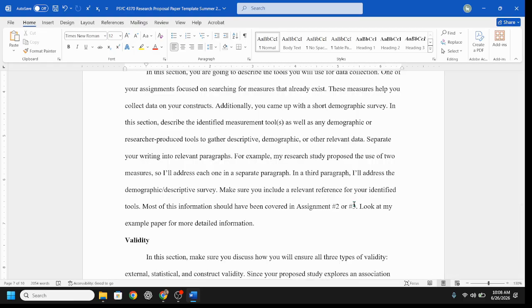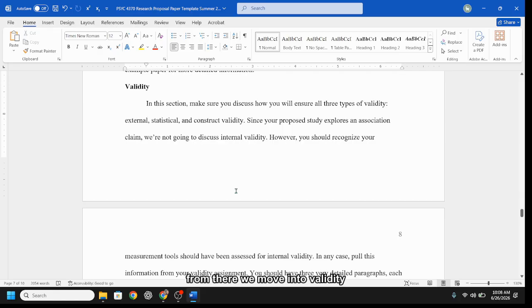From there, we move into validity, and you're going to address 3 types of validity: external, statistical, and construct. We're leaving out internal validity because internal validity is usually most focused on a cause and effect relationship, and we are not addressing a cause or effect relationship in this paper because it's non-experimental, and all of your questions should be leading towards a correlational design.